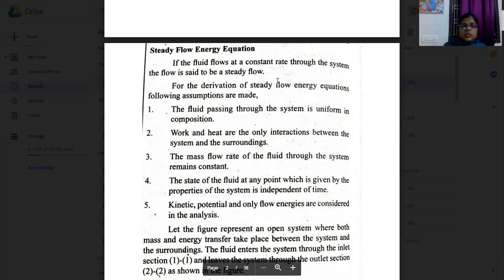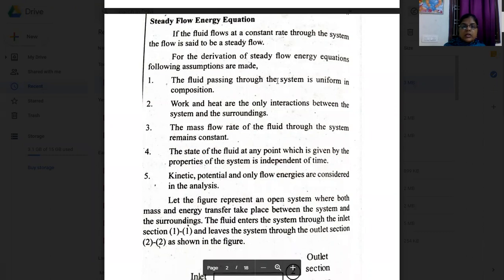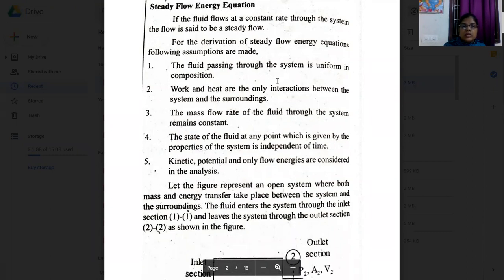The fluid passing through the system is uniform in composition, so the composition is the same throughout the system. Work and heat are the only interactions between system and surroundings, and the mass flow rate of the fluid through the system remains constant, that is, mass entering m1 is equal to mass leaving m2.